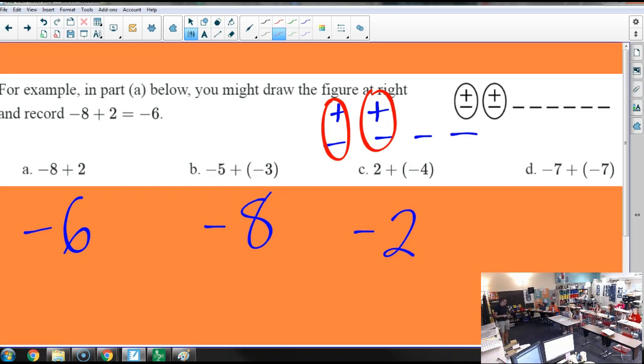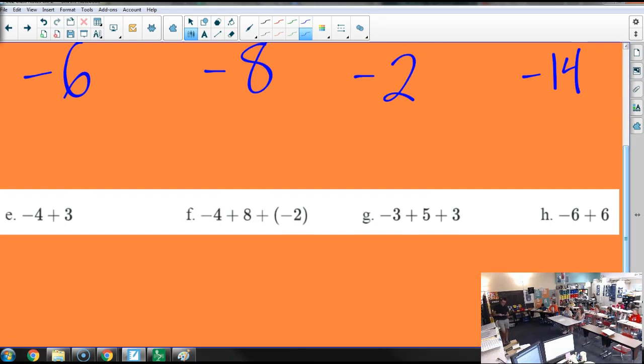So in D, Molly, are there zeros to be made in D? No. What do we get in the end? Yeah, because we had like bad guy 7, another bad guy 7, negative 14.